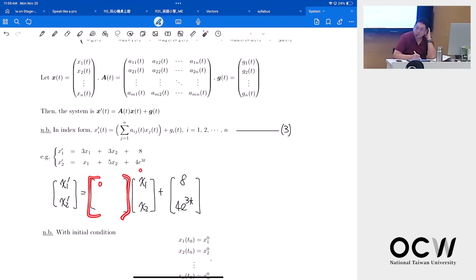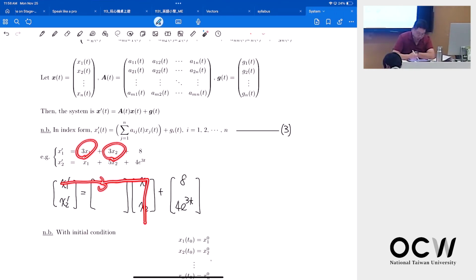That's very important, because if you cannot write down this matrix A, then how do you find the solution of x1 and x2? 3, 3, 1, 5. Right, because it's 3x1 and 3x2. So first it should be 3, 3, and the second row 1, 5.